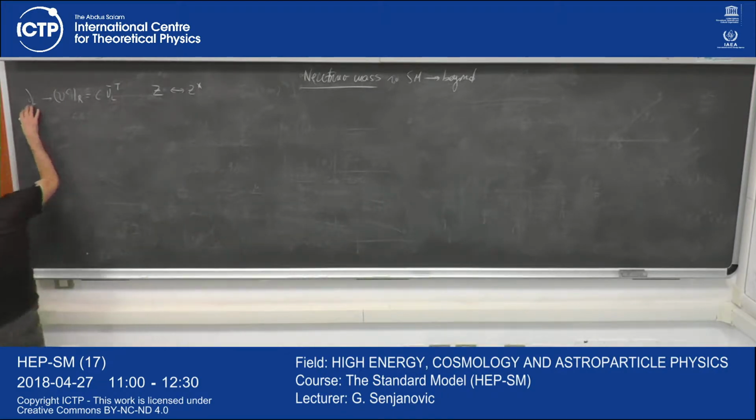Remember, this is a two-component spinor. The Dirac spinor will be 4-component. But why do I call it left-handed then, if it's equally right-handed? I must have a certain convention. Why do I call this left-handed? What is the convention? We had to define the convention.